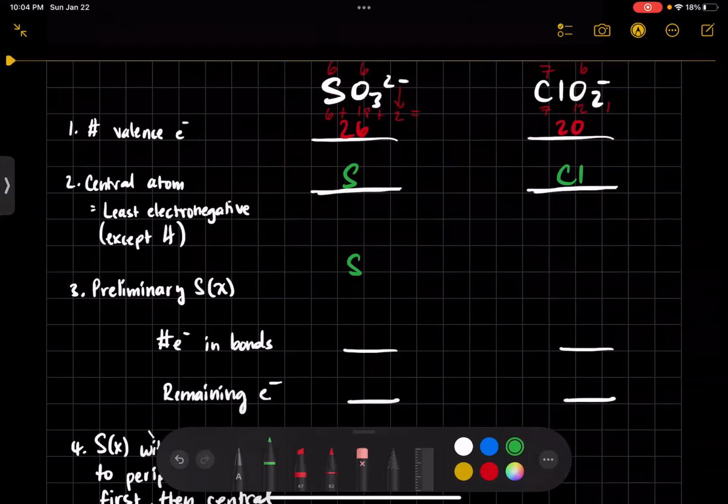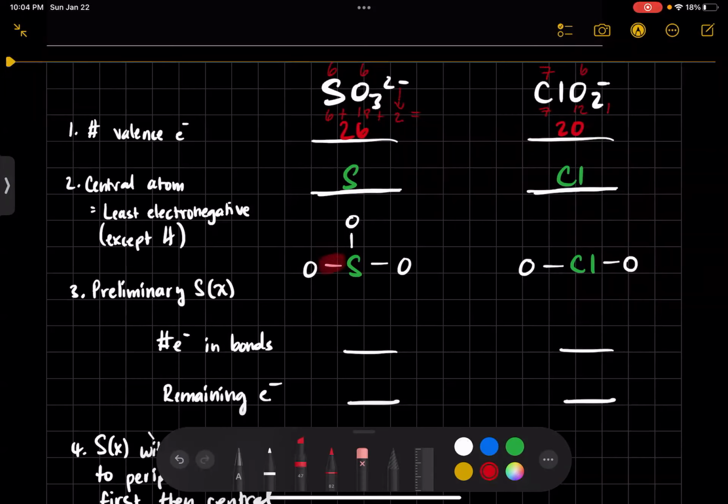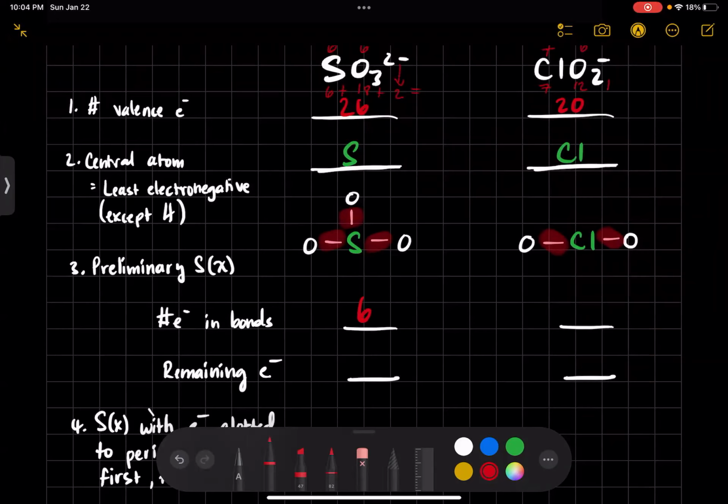So here now I'm going to draw my central atoms with single bonds to all peripheral atoms. I have 3 oxygens in this, which is sulfite, and I have 2 oxygens in this, which is called chlorite. Now I count the number of electrons in bonds, 1, 2, 3, so it's going to be 6 over here, electrons in bonds. I said I was going to do these structures separately, but you might as well do them together. It requires minimal effort. So here I have 2, 4 electrons in bonds for chlorite.